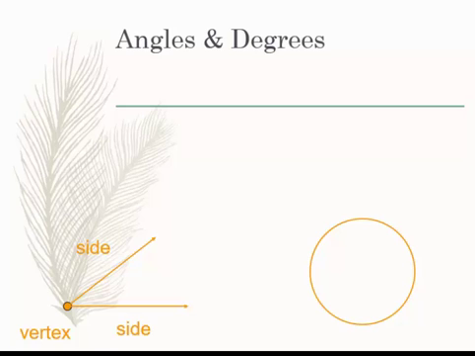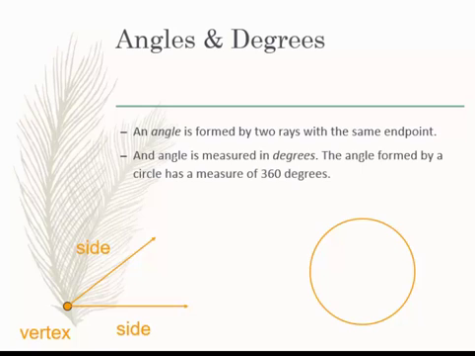So now that we have the lines down and we have our rays down, what can we start doing with these? Well, we can take our two rays and we can make an angle, right? So an angle is formed by two rays with the same endpoint, and this endpoint is called the vertex, okay? Now, an angle is measured in degrees. You might be asking, well, what do you mean an angle is measured? What does that even mean?